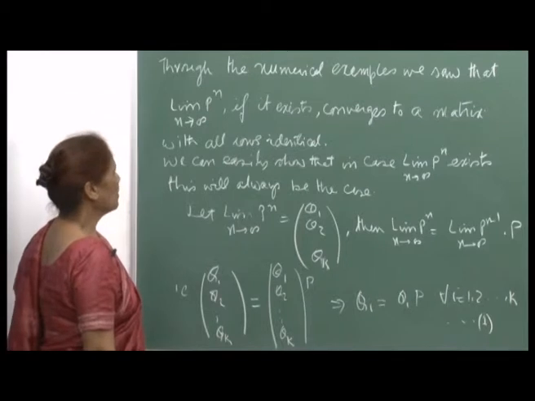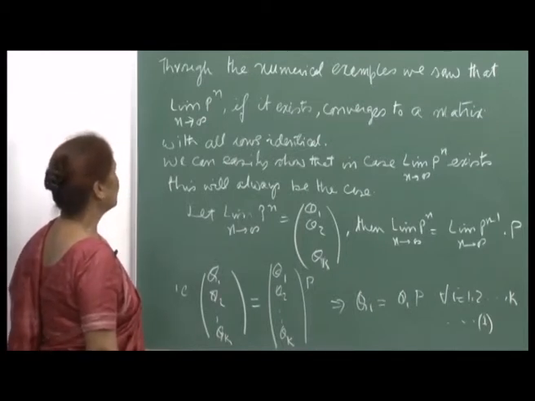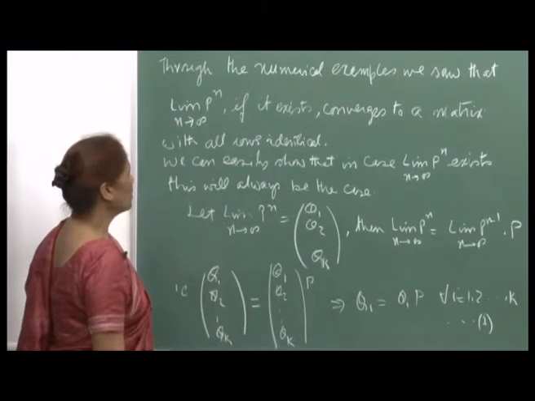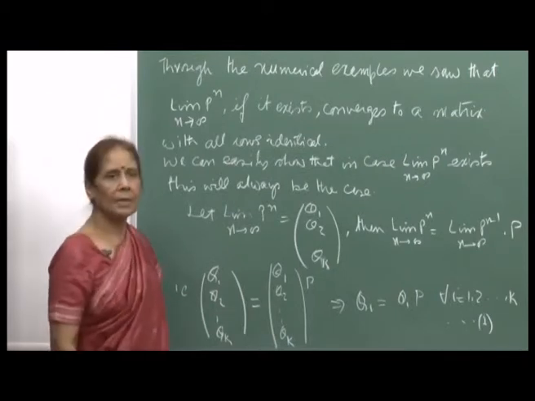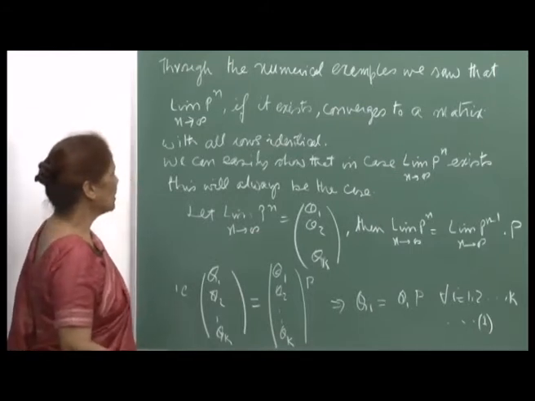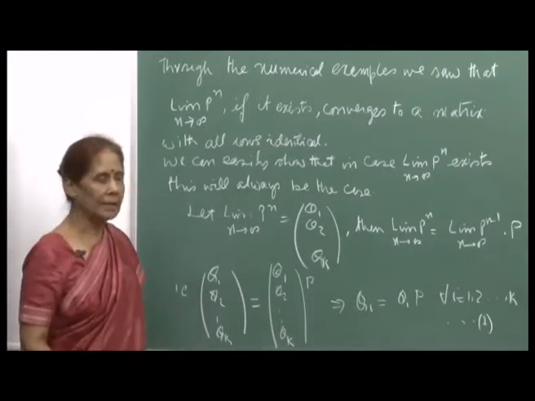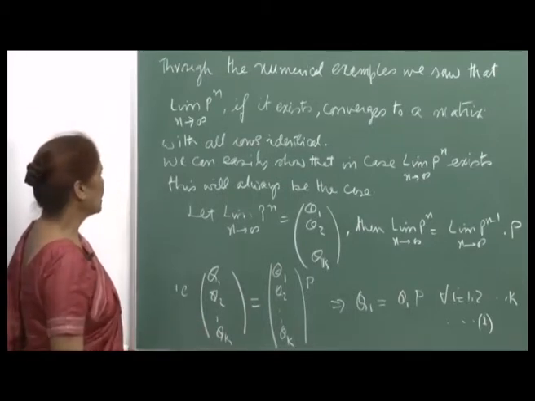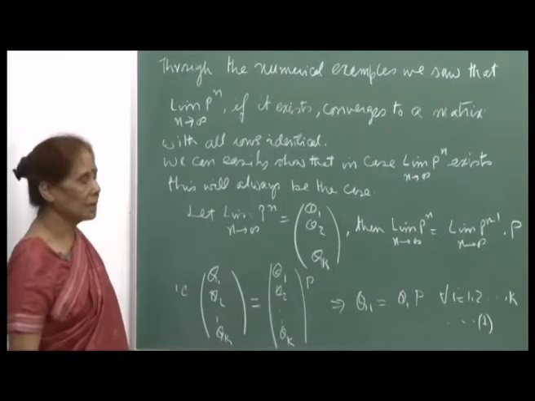Through the numerical examples we saw that limit P^n, where P is a transition matrix, as n goes to infinity, if the limit exists, converges to a matrix with all rows identical. In whatever 2-3 examples we considered, the limit existed and the rows became identical as we increased the power n. That means we continue taking higher and higher powers of P.